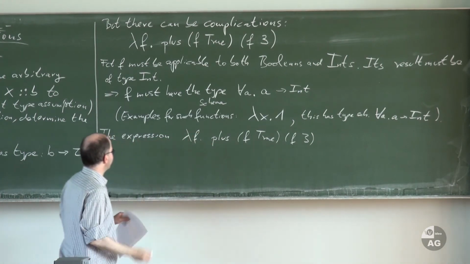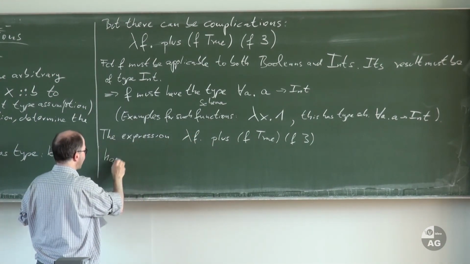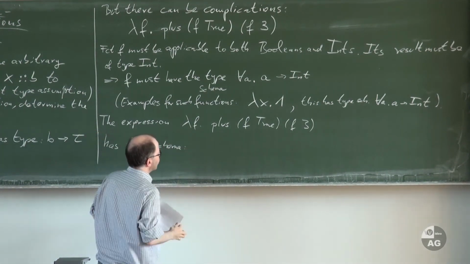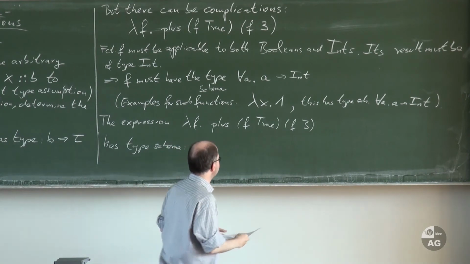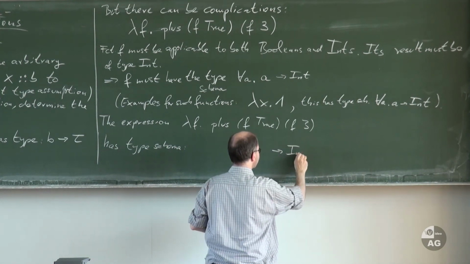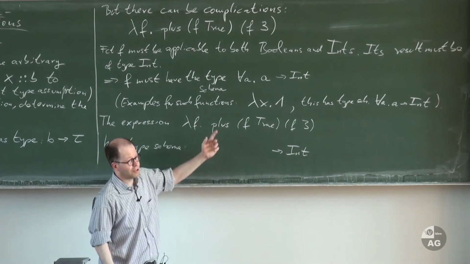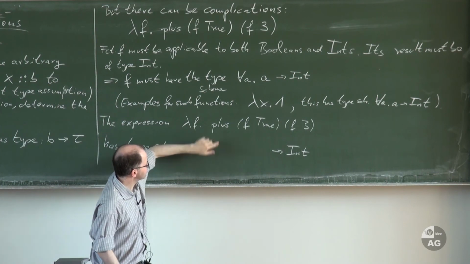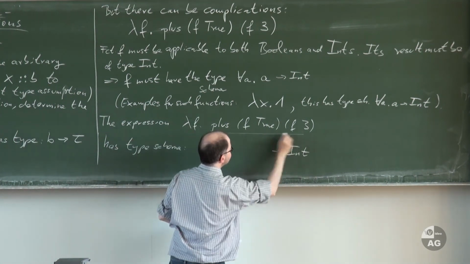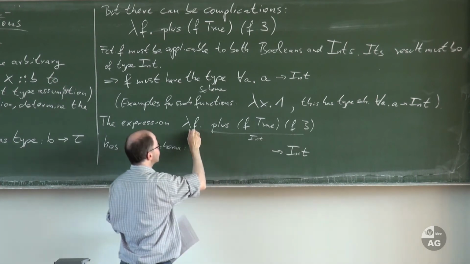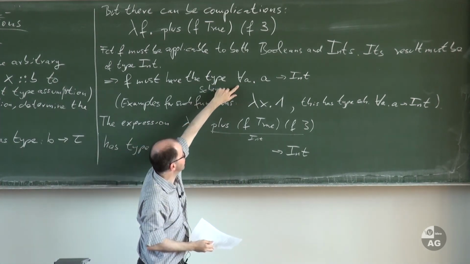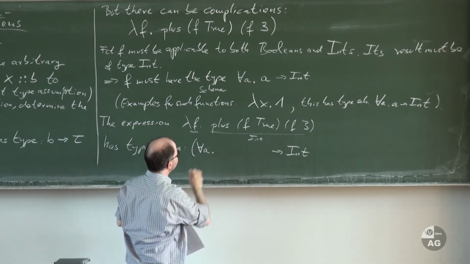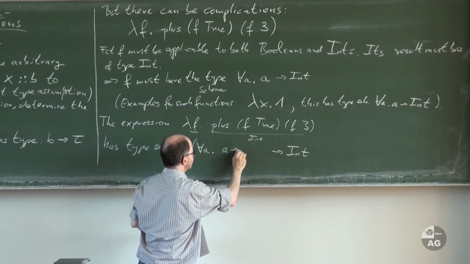Well, what type would it have? It would have the following type schema. Well, clearly the result of this thing is an integer, because plus always gives back an integer. And so this plus thing here, this has type int. And this f here has the following type schema, namely the one up there. So I can apply this to any function with the following type: for all a dot a goes to int.